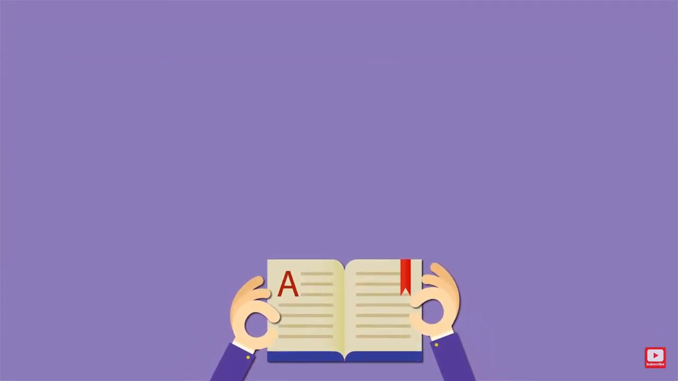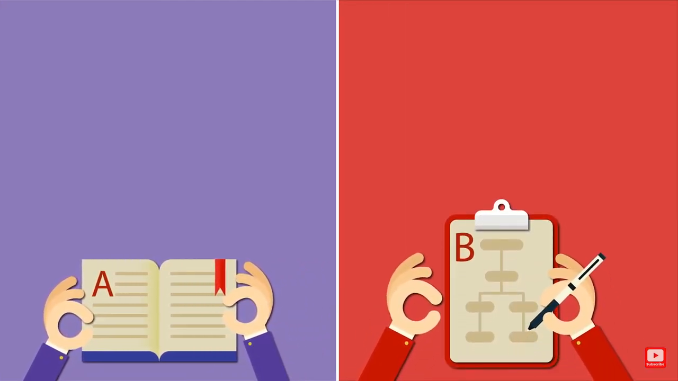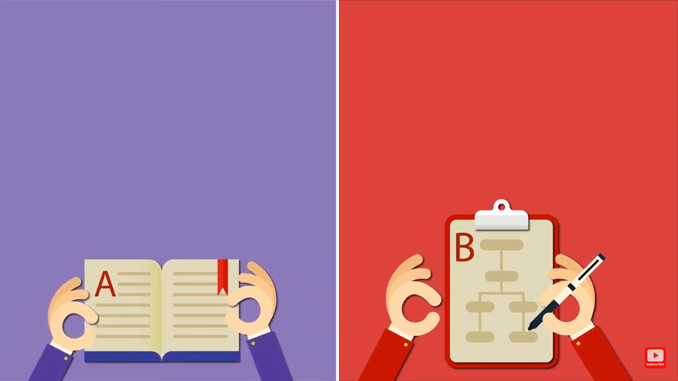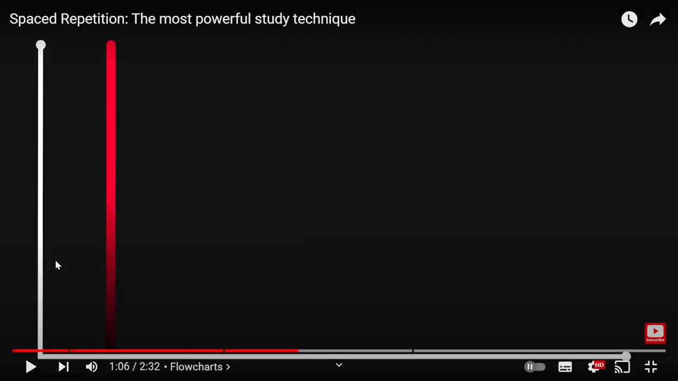Imagine two students studying for the same exam. One student memorizes the lessons by cramming, whereas the second student understands the concepts by creating flowcharts. It's obvious that the primary memory of the second student is much stronger than the first student. So you want that primary memory to be as tall as it possibly can be, okay?